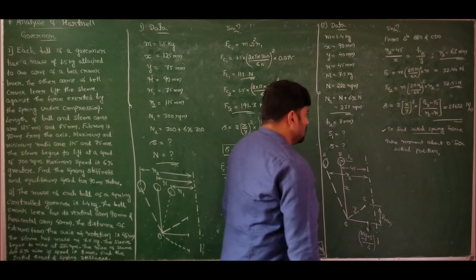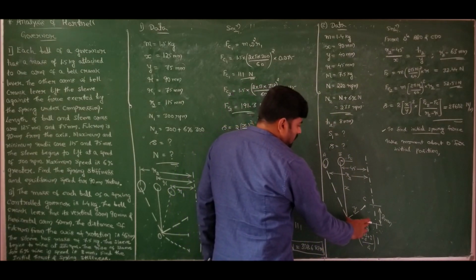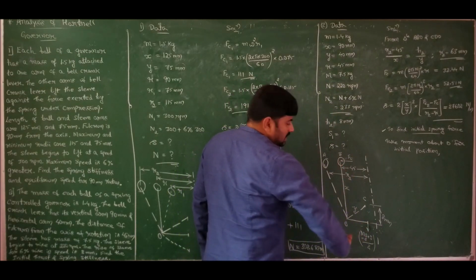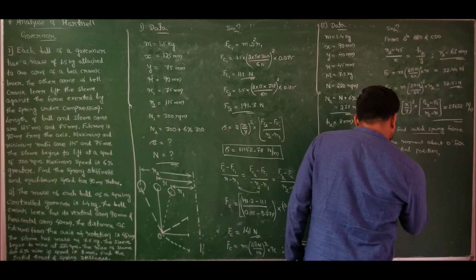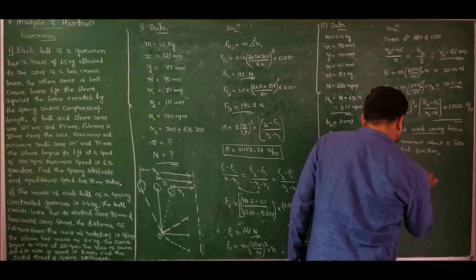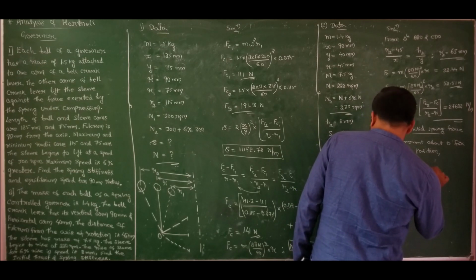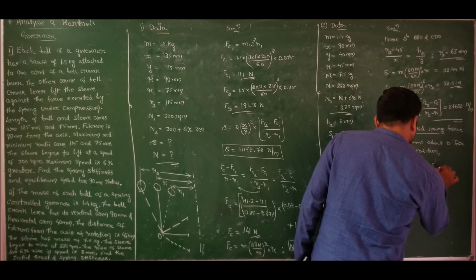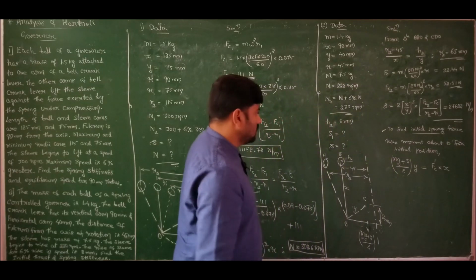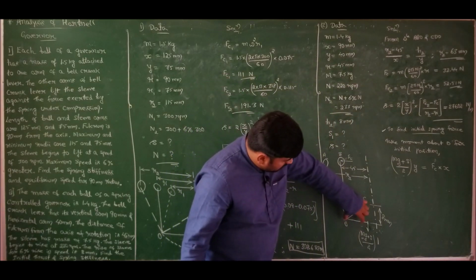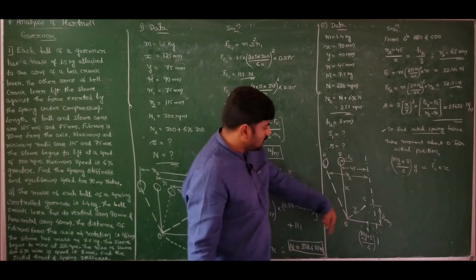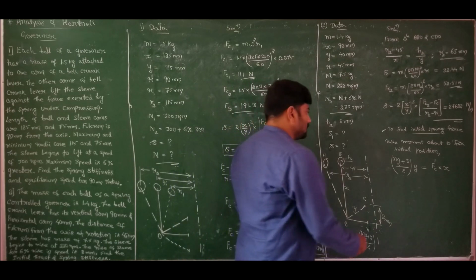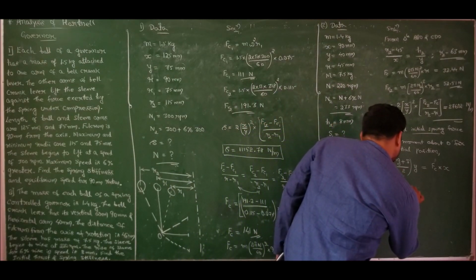If I take moment about O for the initial position, this is causing clockwise moment, this is causing counterclockwise moment. Hence, force into distance: mg plus spring force by 2 into distance y must be equal to Fc into distance x. Force into perpendicular distance, one is clockwise, one is counterclockwise. Now substitute the values and find the value of initial thrust.